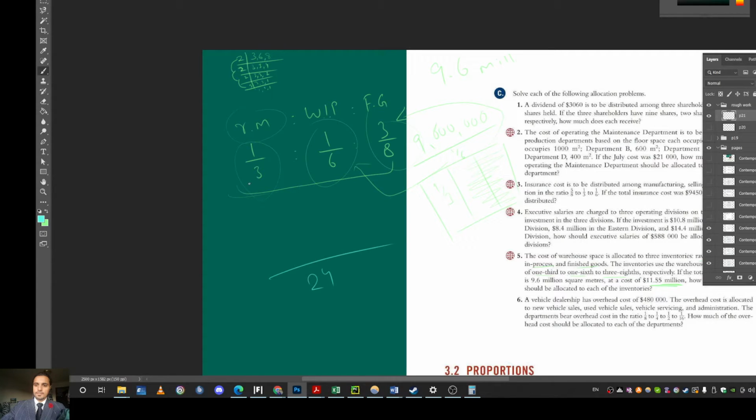Now we have to find how many times 3 goes into 24. Well, it goes 8 times. 3 times 8 is 24, remainder 0. This 8 gets multiplied with this 1 and we get 8.